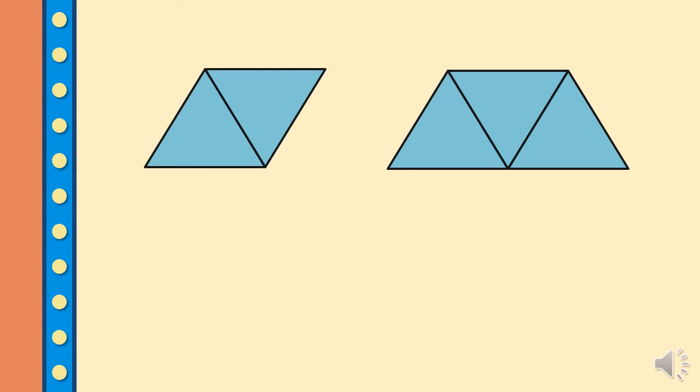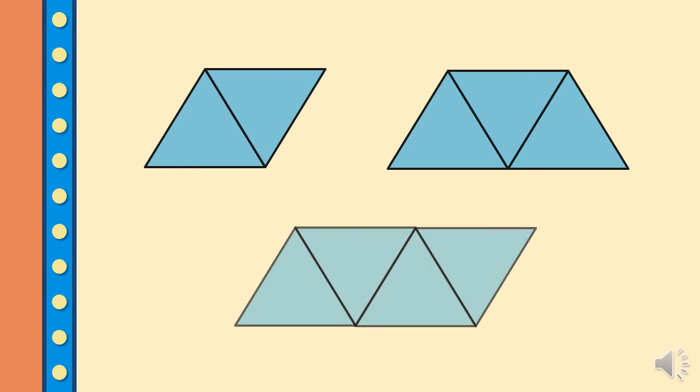What if we put 3 triangles together? Do you see another shape there? How about a trapezoid? Do you see the trapezoid formed by the 3 triangles? And let's check this one. When you put 4 triangles together, you get another shape. Does anyone recognize that shape? If you said parallelogram, you would be right.